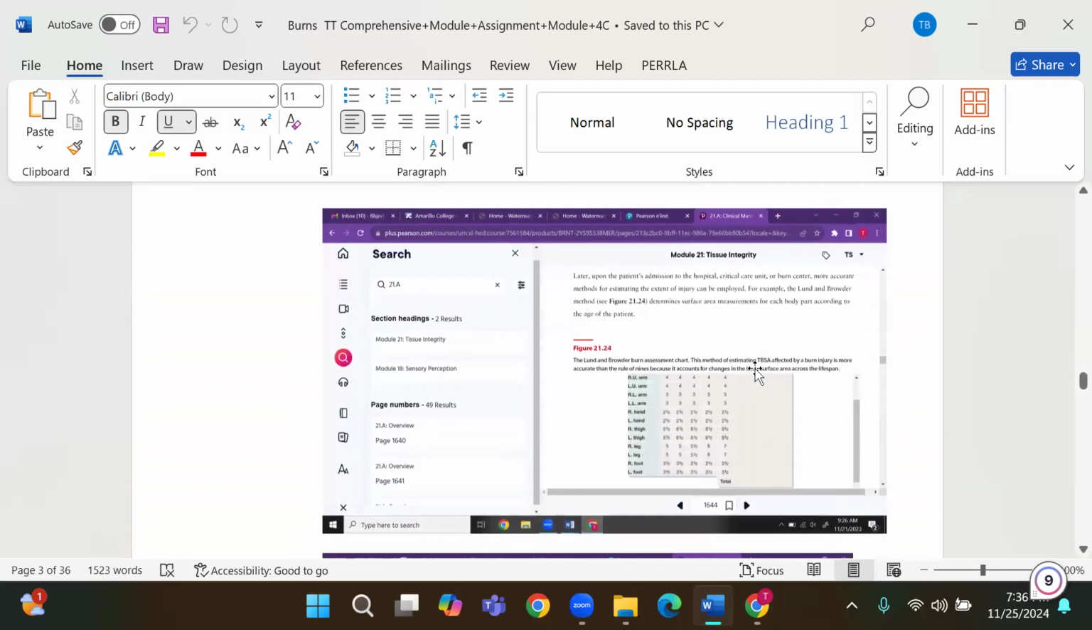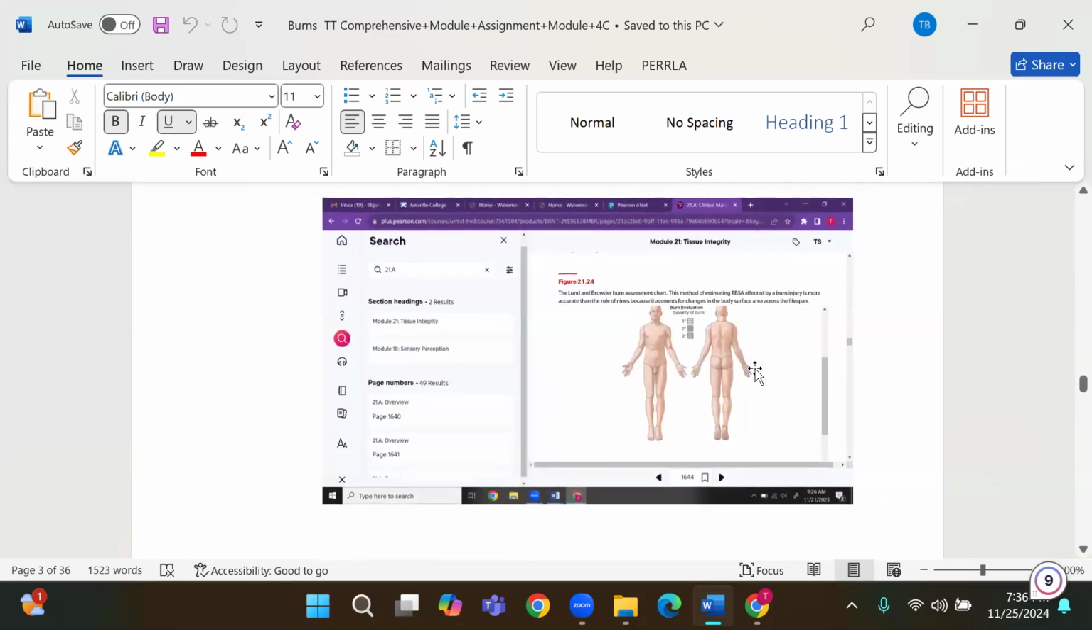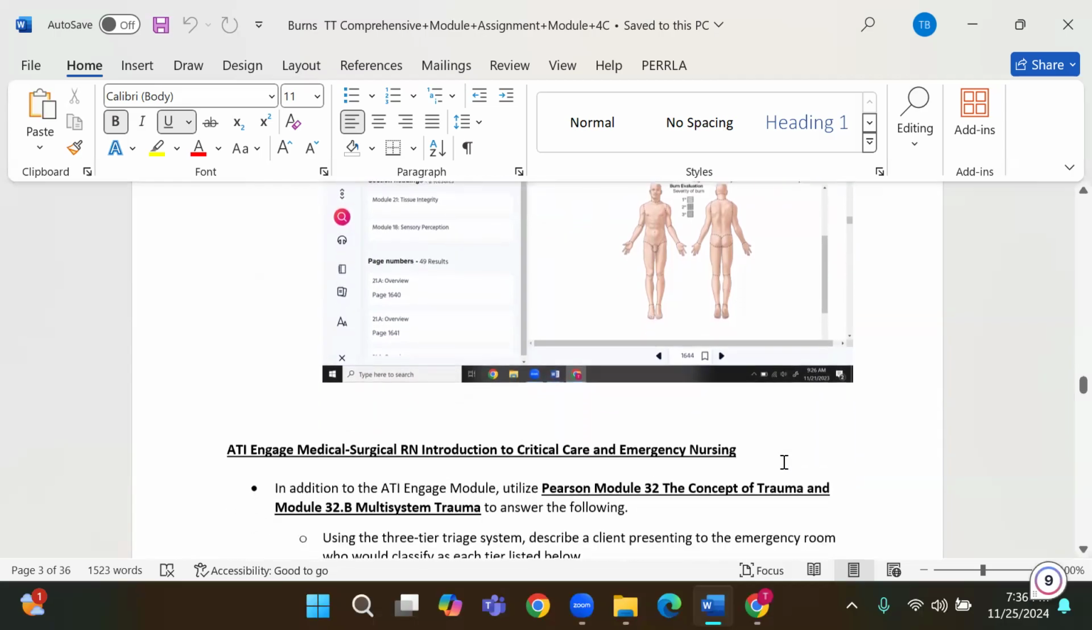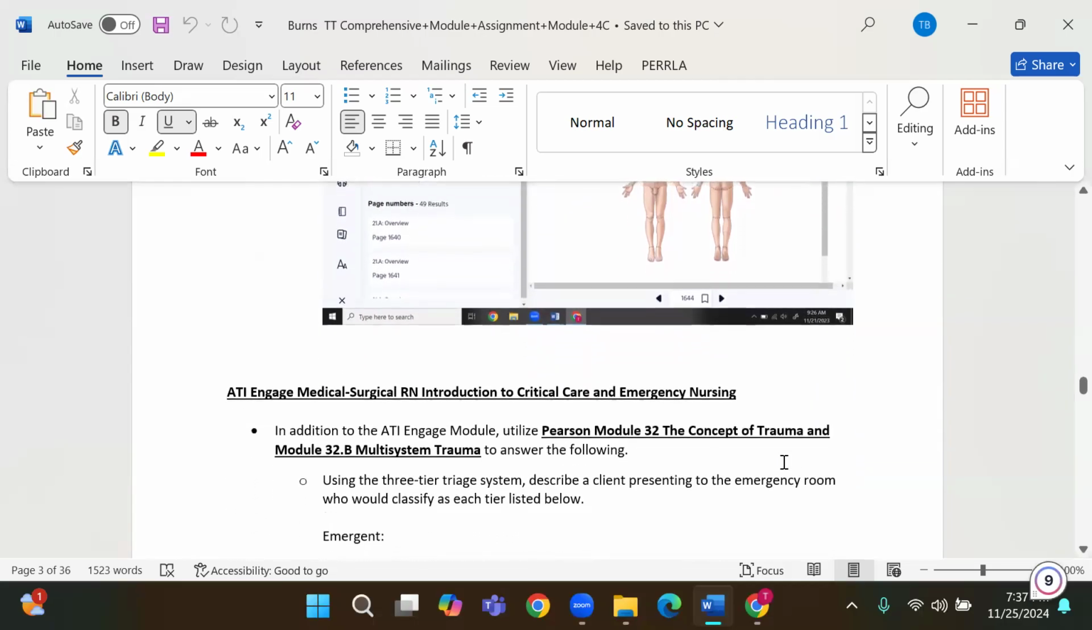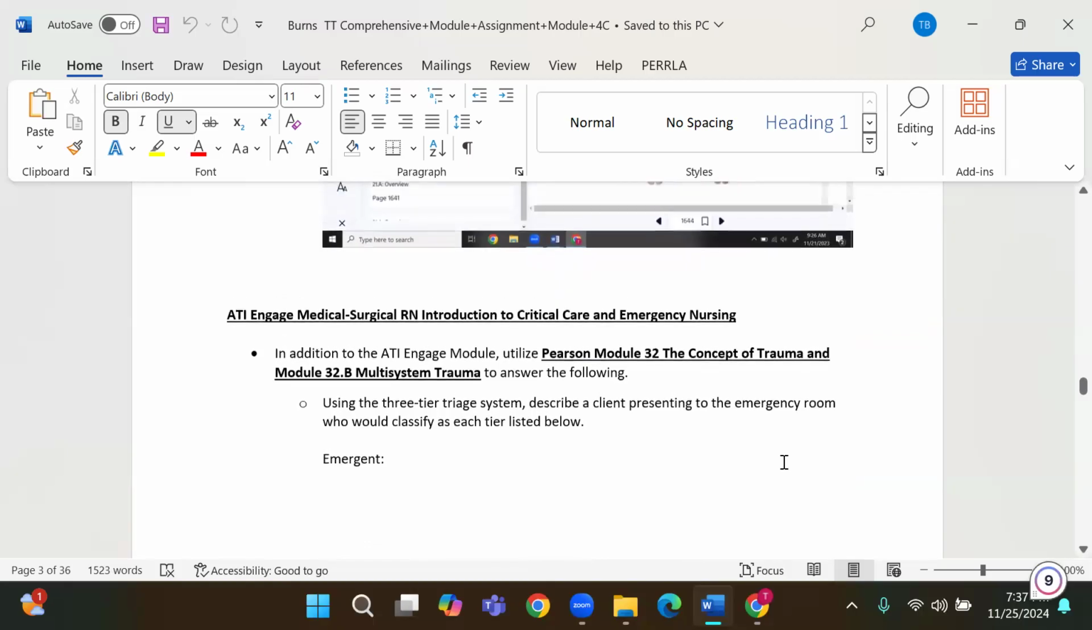And then let's look down here. There's the Lund-Browder burn assessment, which I don't think they'll ask about. I've never seen one that they've asked about that. But just know that there is another assessment that exists, right? And so let's see what we've got here.